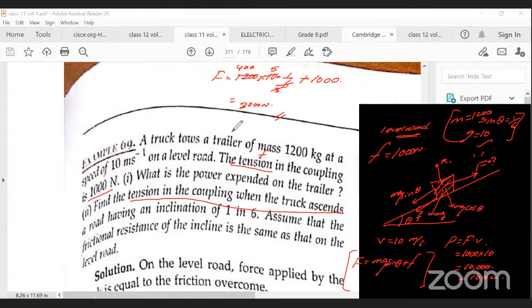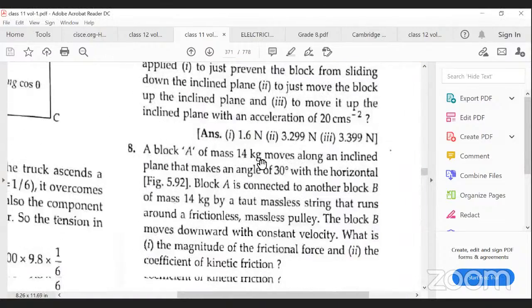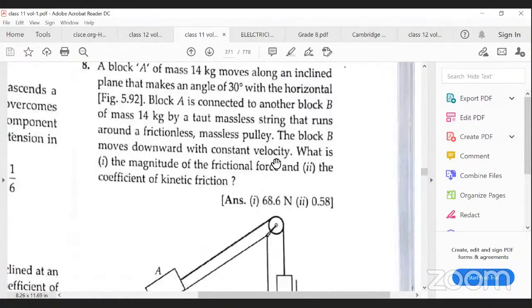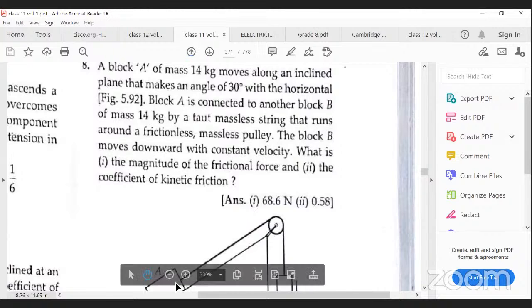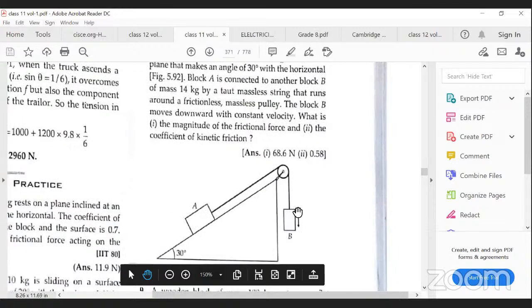So one last question, you try this yourselves. I'll give the question. Solve it. Question number 8. They have given the picture also.